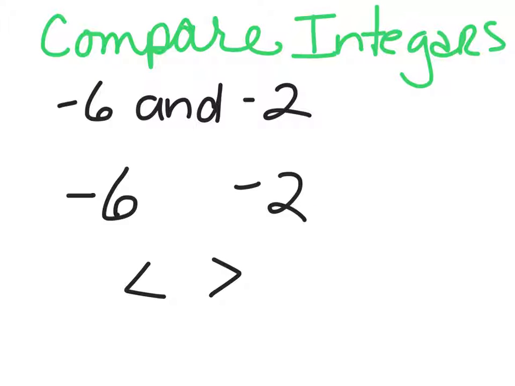So if you're asked to compare integers, and let's say you have negative 6 and negative 2, which one of these signs would you use to go right here? Is negative 6 greater than or less than negative 2? Well, we know that negative 6 is farther left on a number line, so the answer that would go there is negative 6 is less than negative 2.